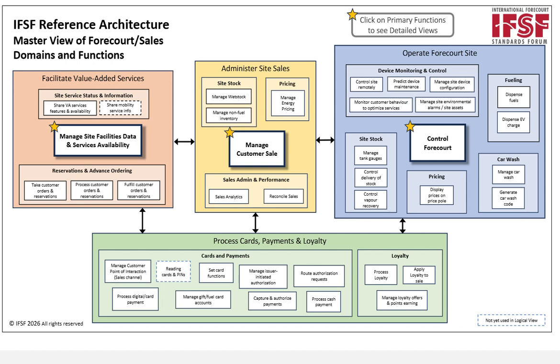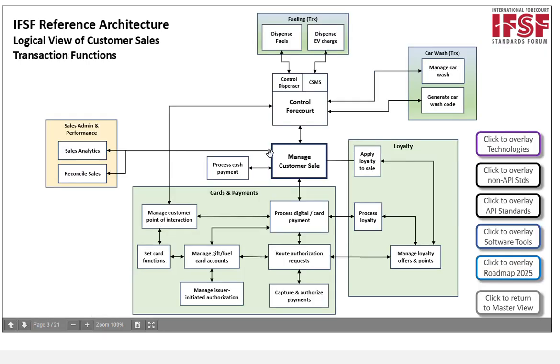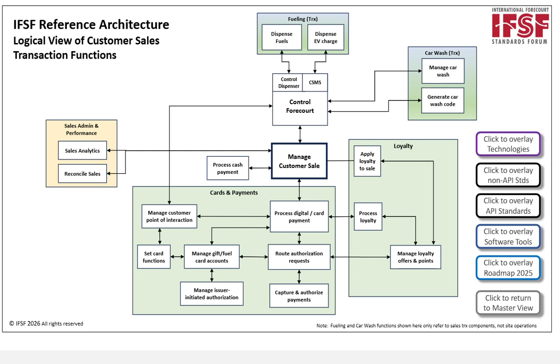Take a look at the other drill downs in the master view. For example, click on Manage Customer Sale to see the equivalent information but for the sales, payments and loyalty functional areas. And similarly, you can see on the right there are buttons to take you to Technology, Standards, Software Tools and Roadmap.